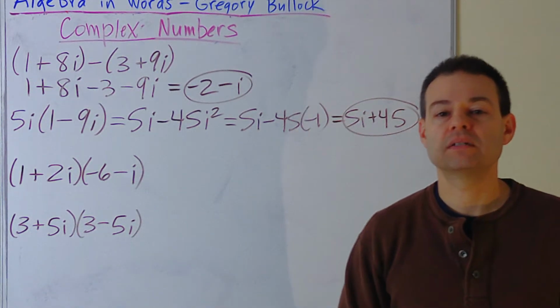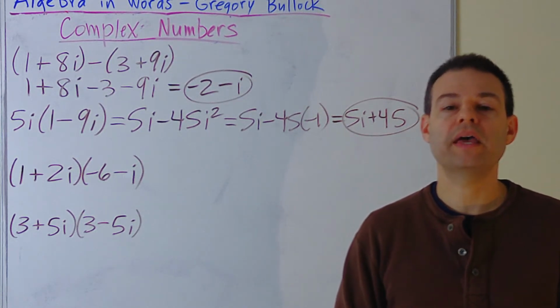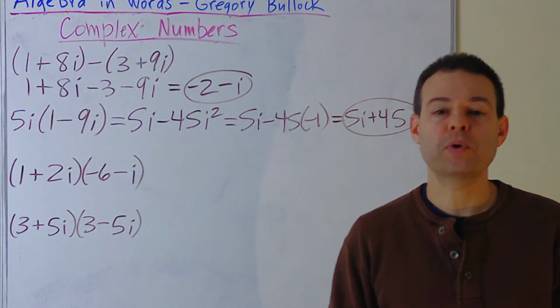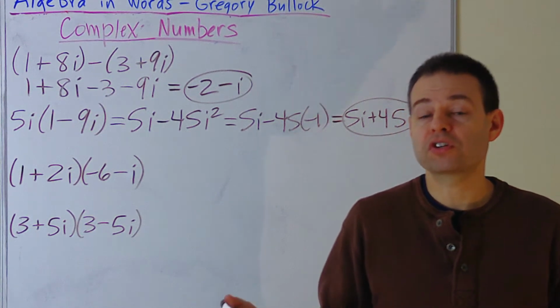And now that one's done. Now let's look at the next one, which is now a binomial times a binomial, both of which are complex numbers. They both have I in it. And we're just going to FOIL it.